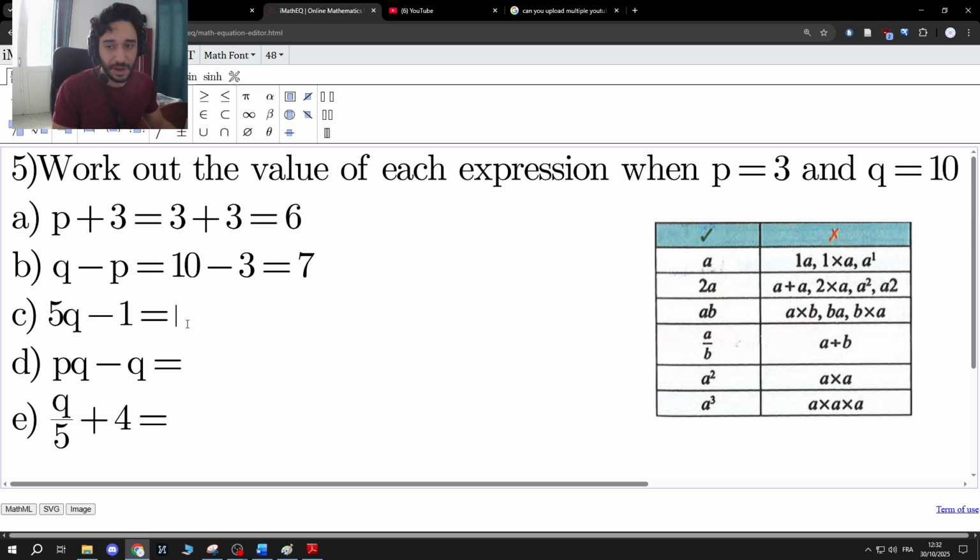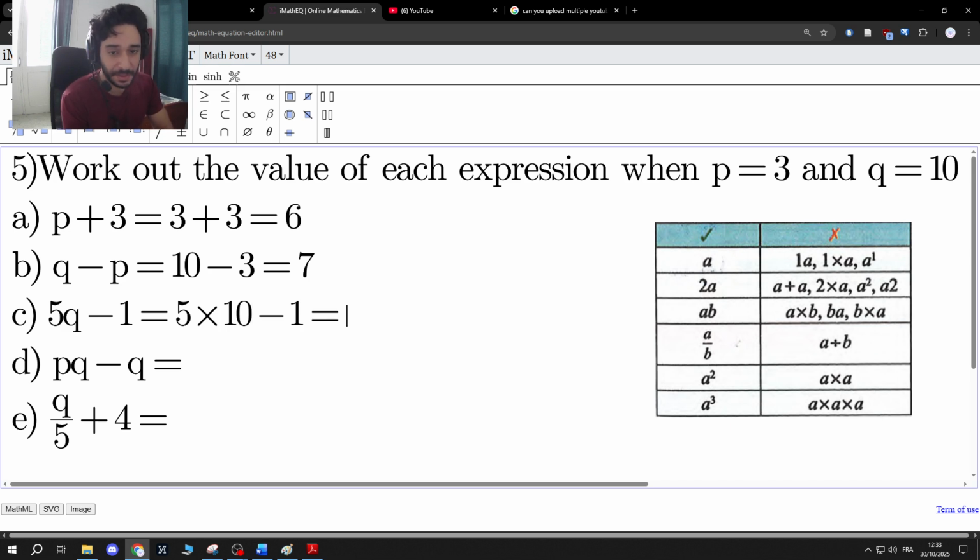Now let's look at this one. 5q minus 1. Now if you remember what I said, this is the common mistake. So a lot of people would write it like this. They would look at 5q. All right, q is 10. So I'm going to write 5 and then 10 and then minus 1. So my answer is 509. Do you think this is the correct answer? Or are they reading things wrong? Because you should probably say 5q is the same as saying 5 multiplied by q. So we're going to multiply 5 by 10 instead, and then subtract by 1.